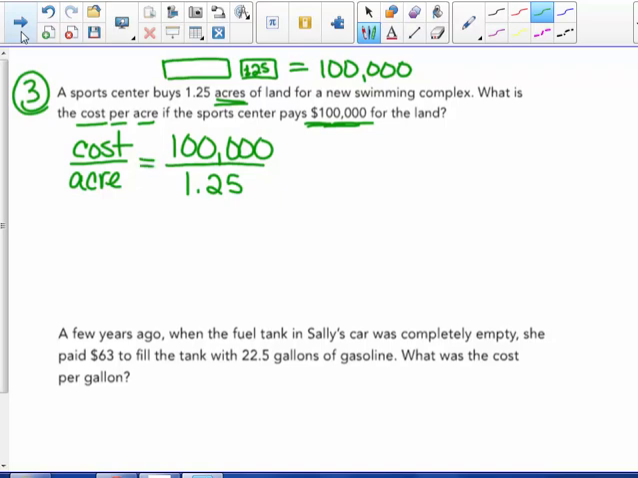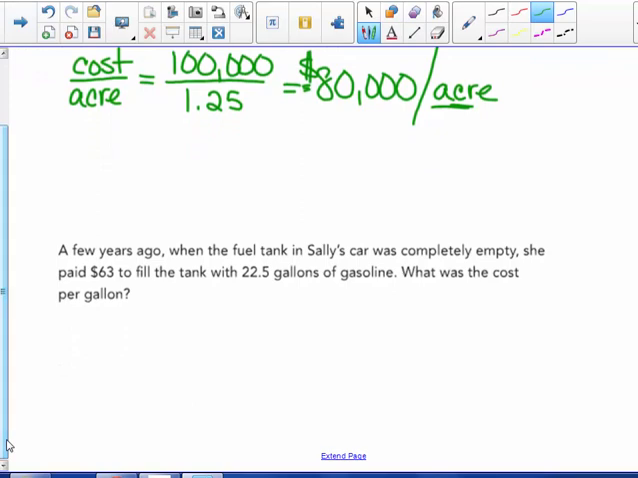So the cost divided by the acre, if I took 100,000 and divided it by 1.25, I'm going to get $80,000 per 1 acre. I'm going to put my labels on, two labels. Rates always have two labels. Dollar sign, acre. So you're filling in your notes as I'm going over this. That's what you do on the videos.